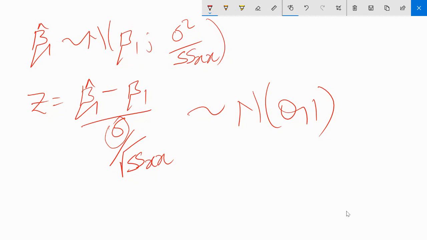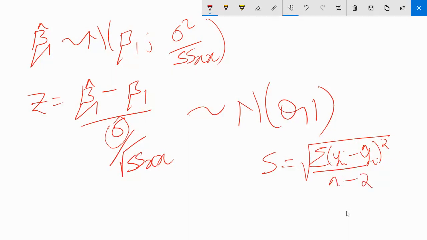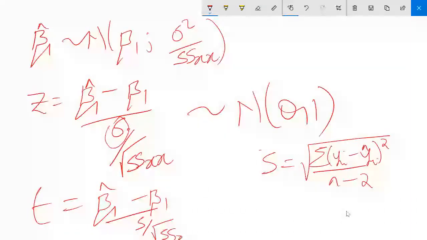Okay. So because sigma is unknown, we have to estimate it. And we estimate it using S. And S is the square root of the summation of yi minus yi hat squared divided by n minus 2. So we're going to replace sigma by S. And when we do that, this now follows a student t distribution with n minus 2 degrees of freedom.